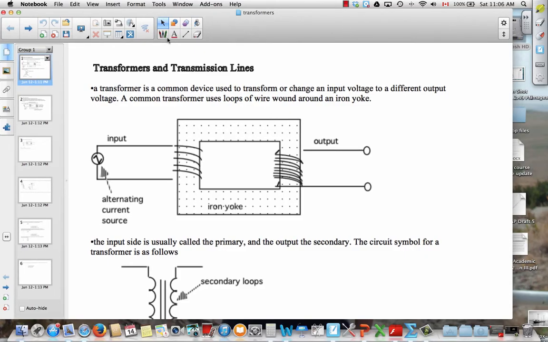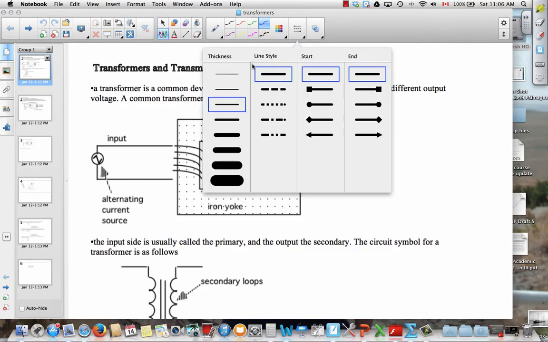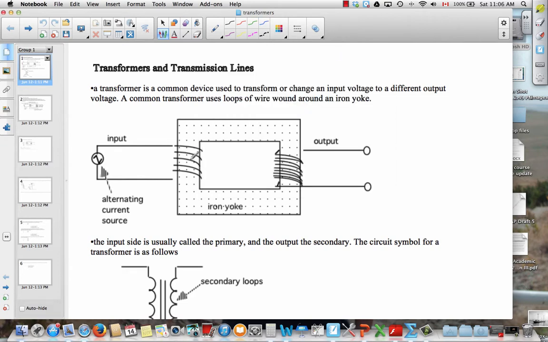Okay, so our final topic here is transmission lines and transformers. So a transformer isn't a robot in disguise. Instead, it's a device to change an input voltage to a different output voltage. The very first transformer built by Michael Faraday was essentially this, just an iron ring with some wire loops on the input side and a different number of wire loops on the output side. Now the input side is usually called the primary side, and the output side is the secondary.